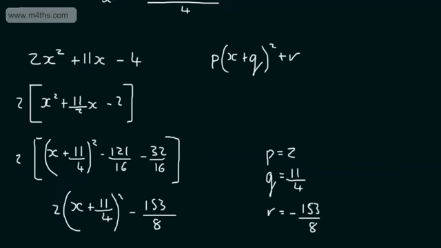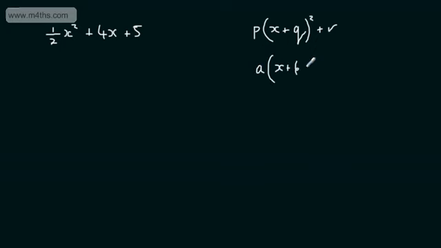Let's look at a couple more. Let's say we had now, let's go for, we're going to have 1/2, let's write 1/2 x squared, and then we'll have plus 4x, and then we'll have plus 5. And we would be asked to complete the square now in the form p times the quantity x plus q all squared plus r. Now, sometimes it won't be written in this form. You might have a times the quantity x plus b all squared plus c. All p, q, and r, or a, b, and c are constants to be found.